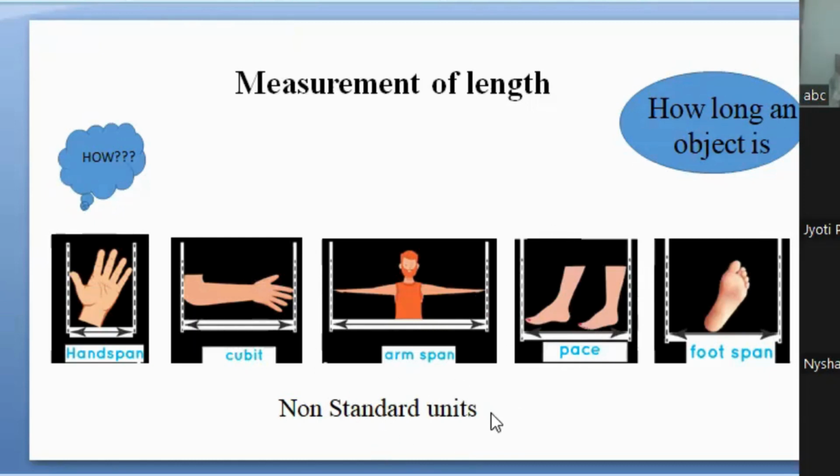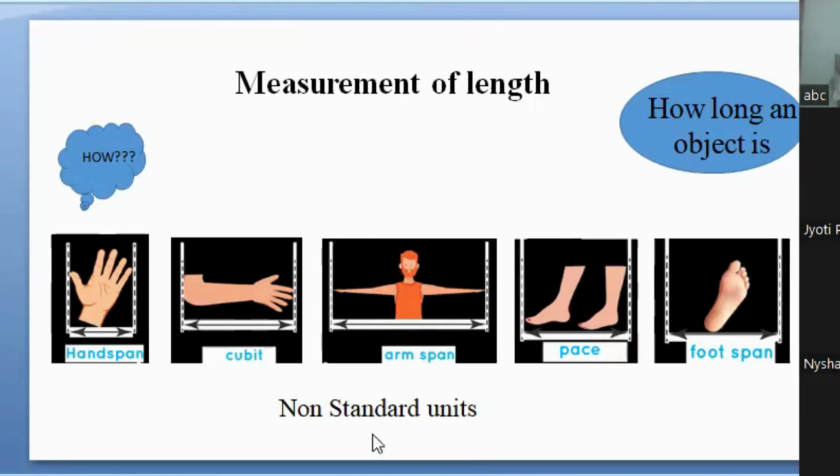Non-standard unit. So here, you know what a hand span is, students. This is my thumb and this is my little finger; the length from my thumb to my little finger, this much length, is known as a hand span. You are all familiar with these things. Cubit, arm span, even yard should also be here. Yard is from the tip of the hand to the half of your body, up to here.